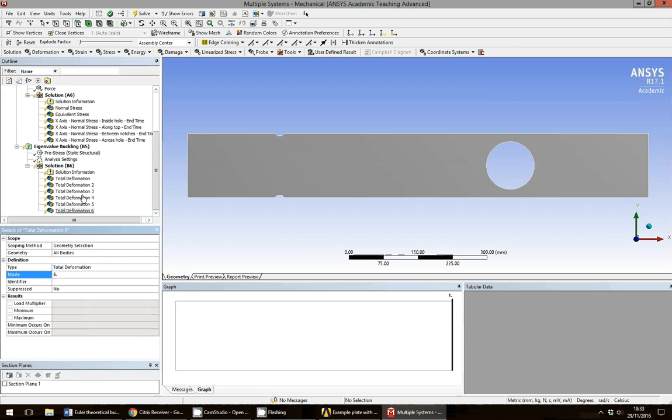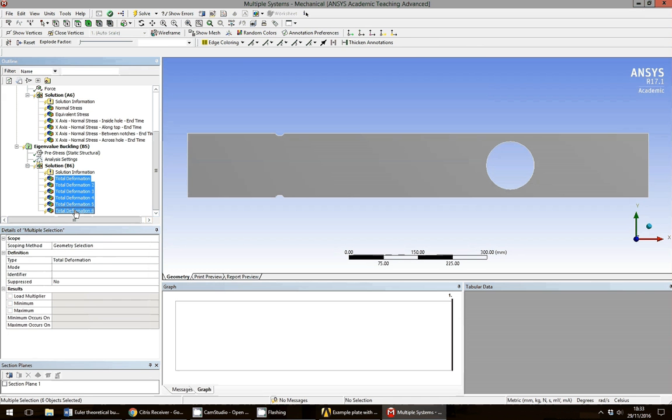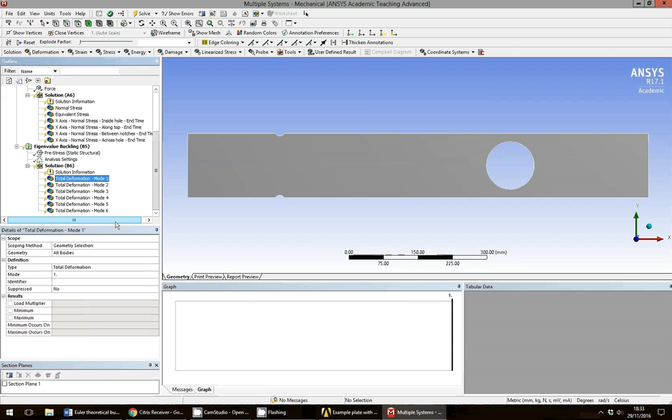Now the numbers are okay there, but we could actually just shift and click, select them all, right click and rename based on definition, and it'll just put in the word mode 1, 2, 3, 4, 5, 6. Unlike the dynamic analysis, it does not put in the buckling factors here, the eigenvalues, after the analysis has been run.